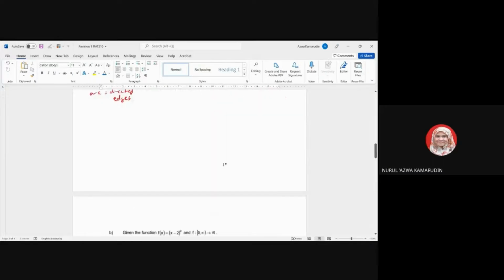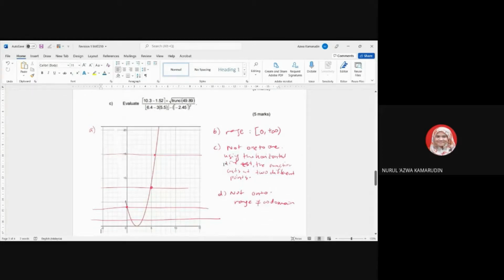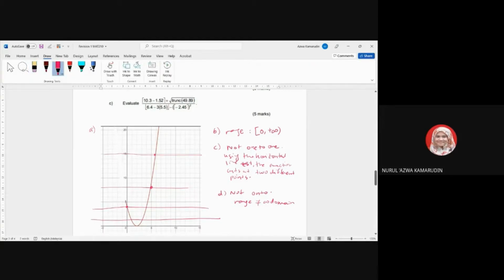Next, we look at the evaluate questions. Evaluate these values. You have to do this one by one. For this one, if you calculate 10.3 minus 1.52, this one is 8.78. When truncated, it means you eliminate all the decimals. So this is 49. Then this one, 6.4 minus 3.5, this one is negative 10.1.